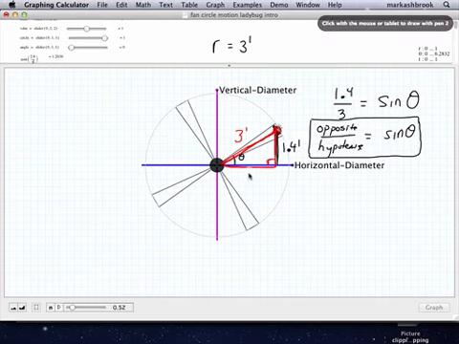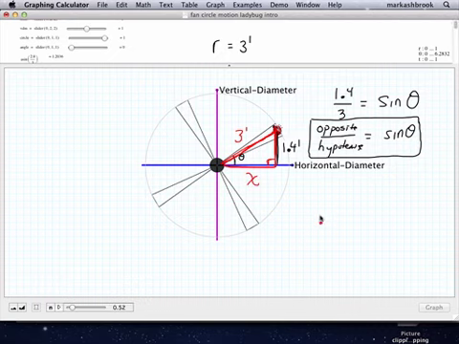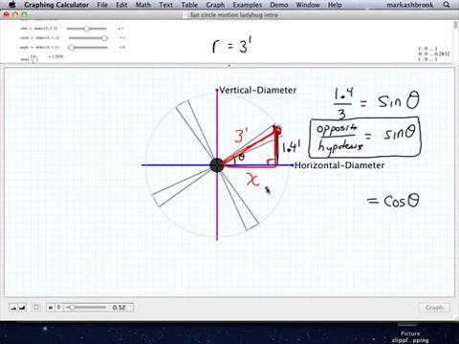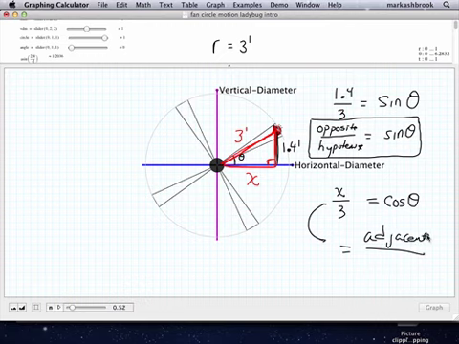Similarly, what does the cosine equal in terms of these measurements? The cosine is going to be the horizontal distance in radius lengths. So you take that feet and divide it by 3 feet to get the number of radius lengths. X is called the adjacent side because it's next to the angle. And 3 is still the hypotenuse.